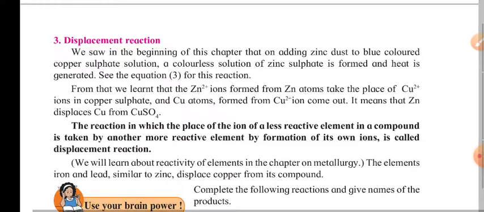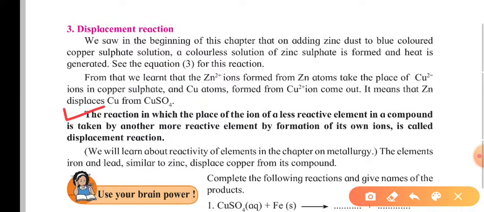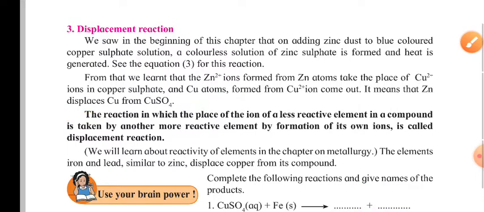Let's see the definition they have given for the displacement. The reaction in which the place of the ion of a less reactive element in a compound is taken by another, more reactive element by formation of its own ion is called a displacement reaction. It means one of the ions which is less reactive will be replaced by another element by forming its own ion. These reactions are called displacement reactions.